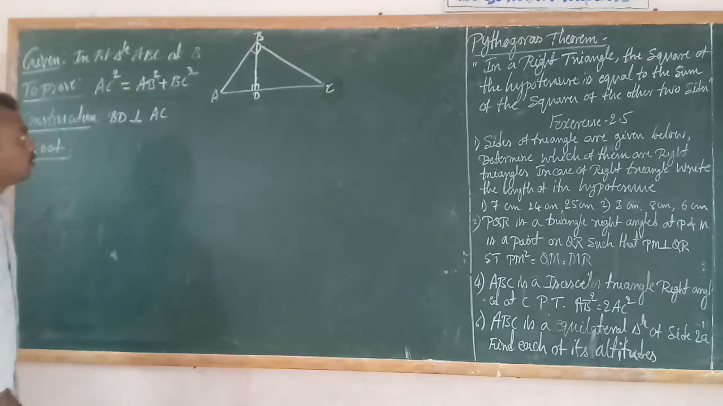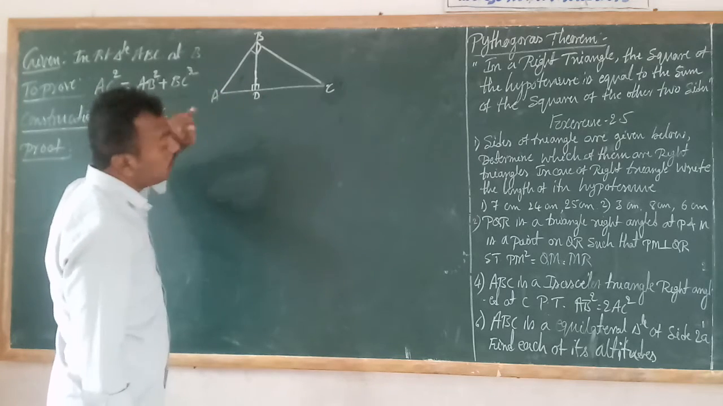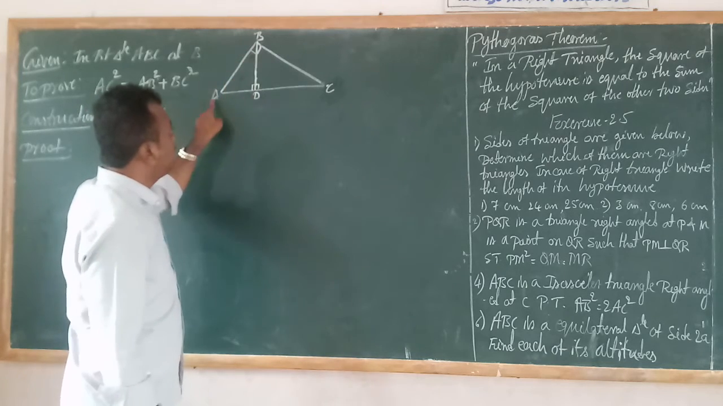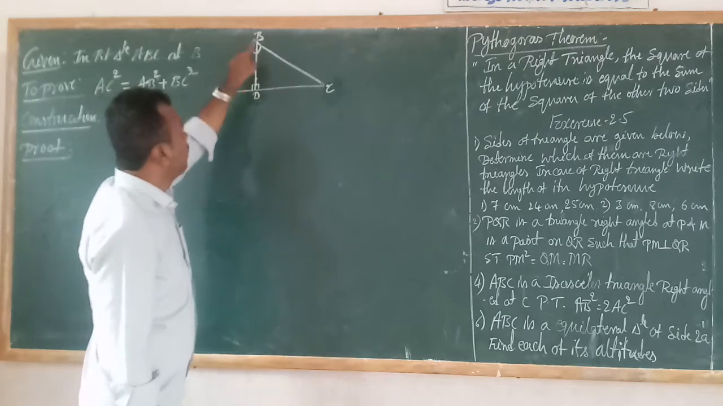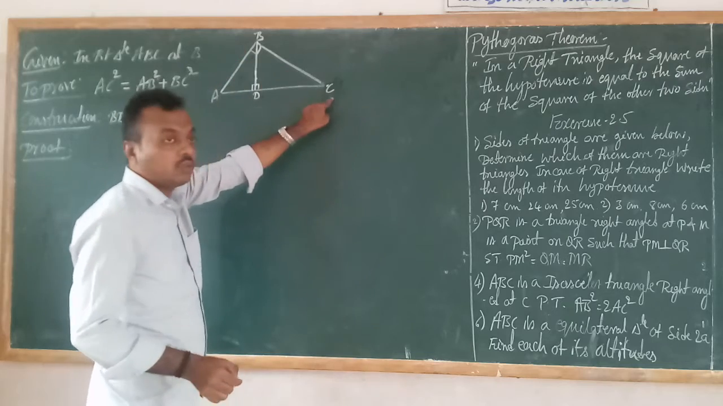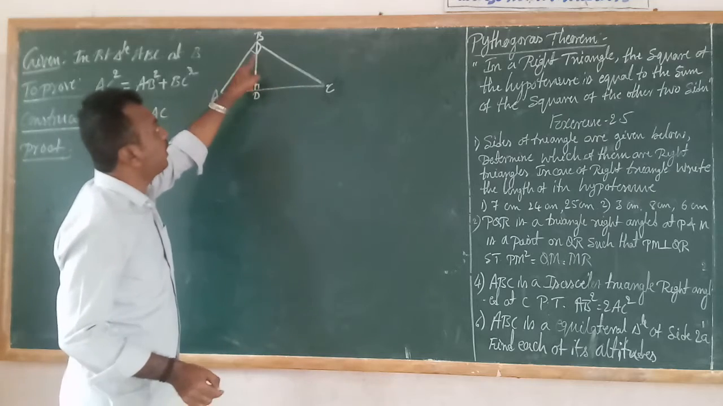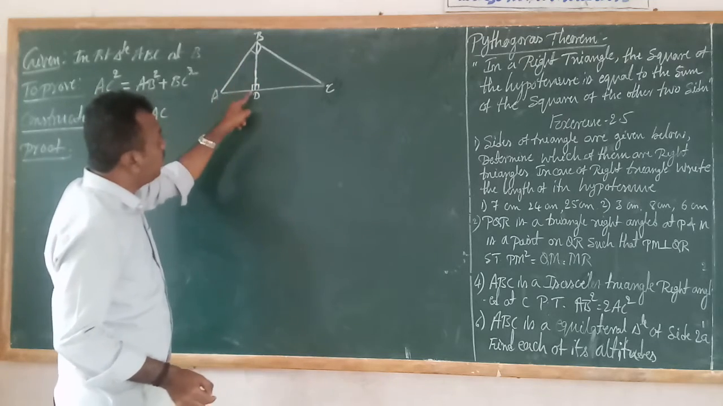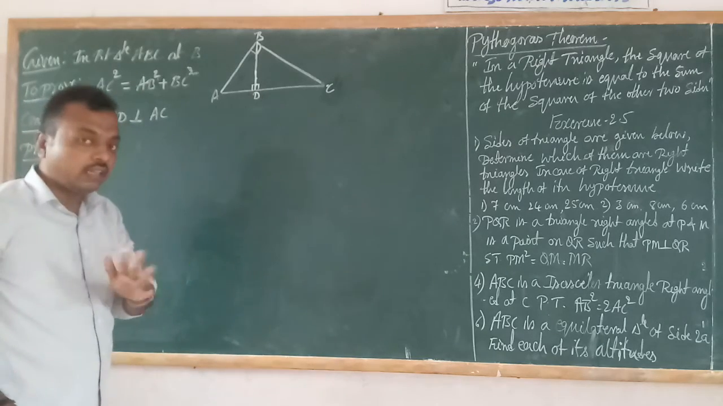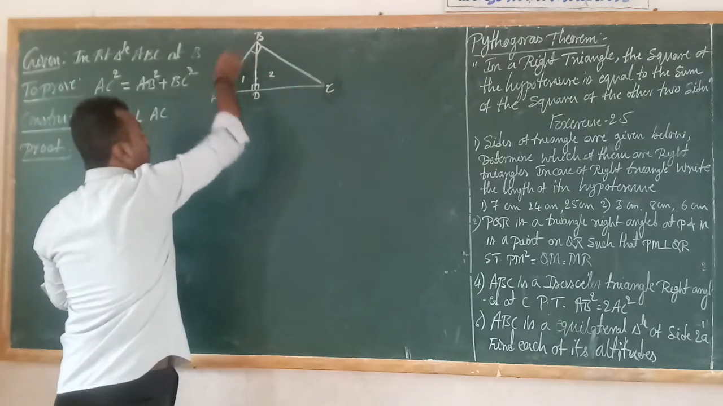Very important proof. First, see students, there are three triangles here. One is ABD, another is BDC, and then the whole triangle ABC. Every triangle is a right angle triangle, because ABC is right angled at B, ADB is right angled at D, and BDC is right angled at D. So the three triangles are also right triangles.